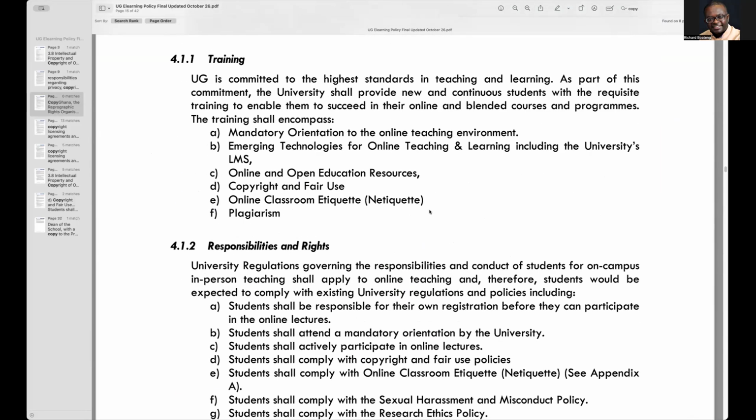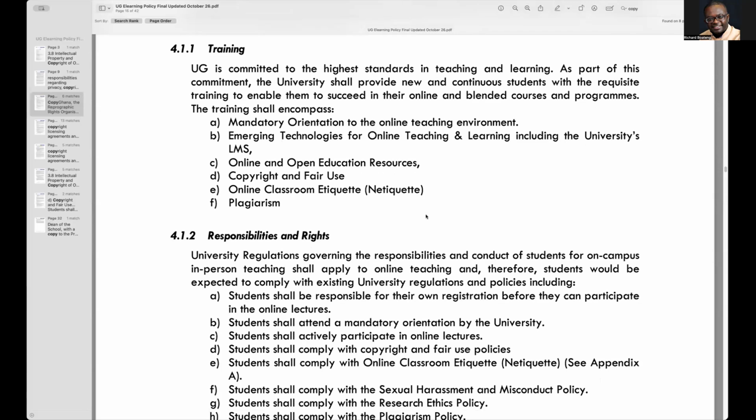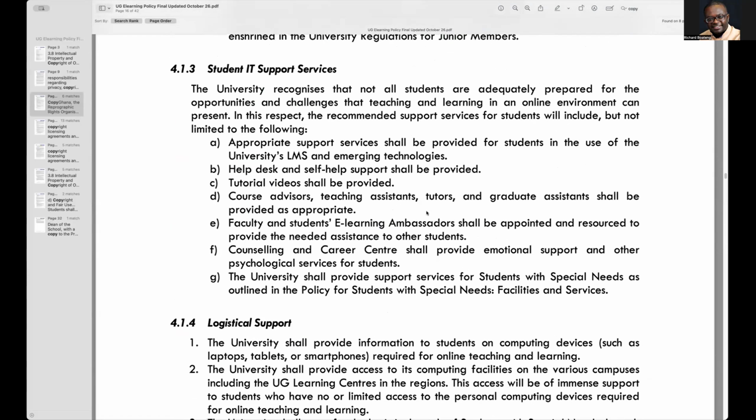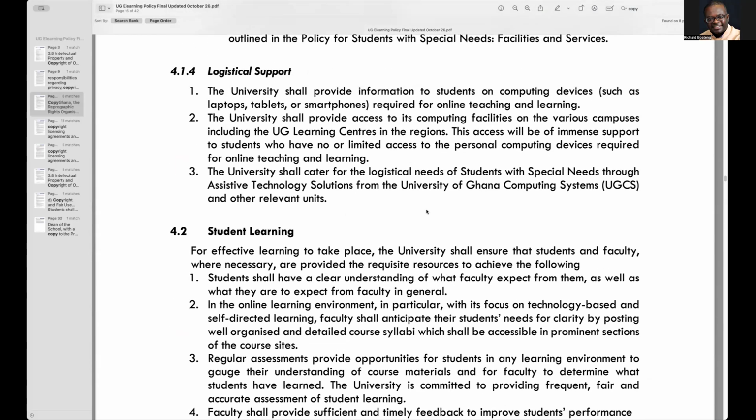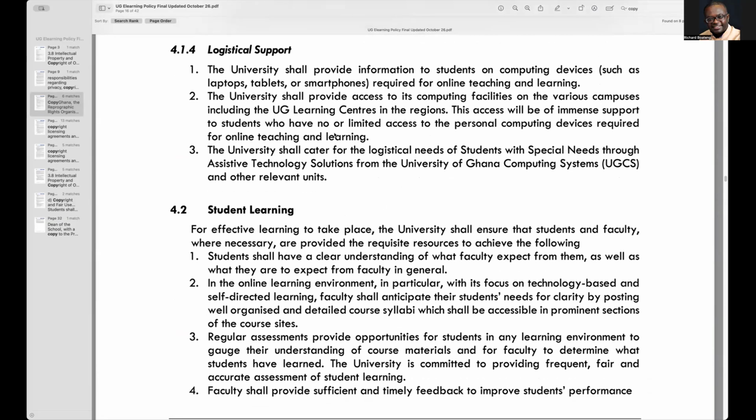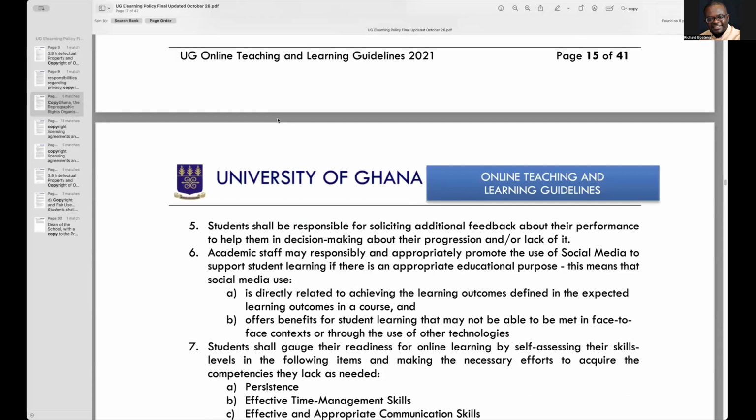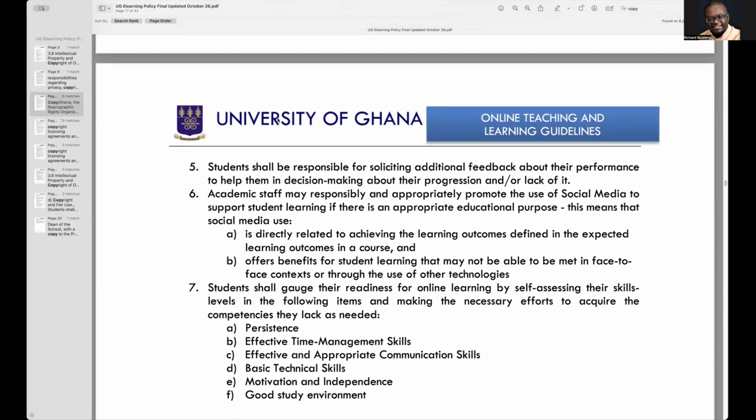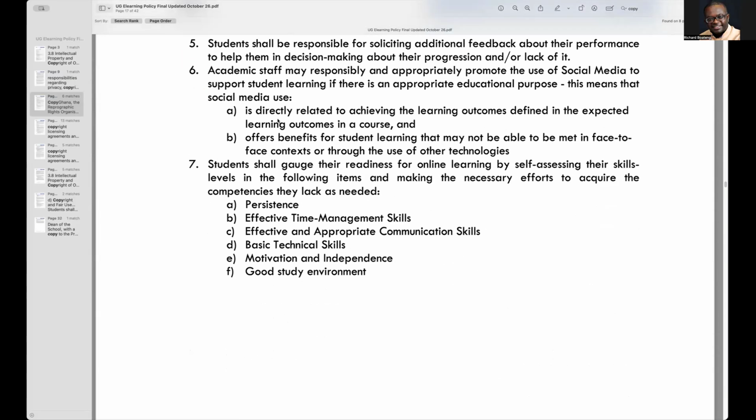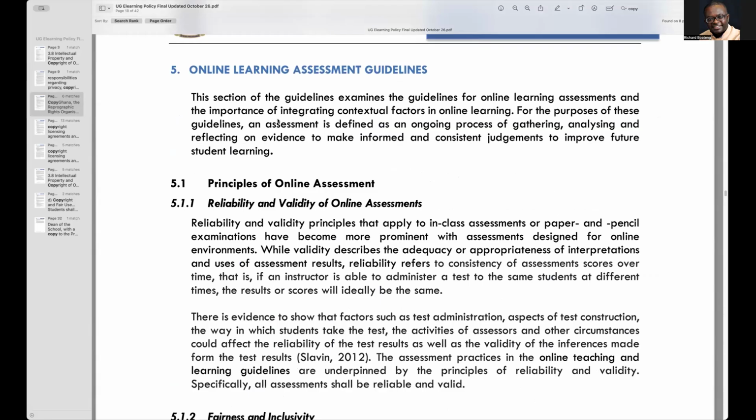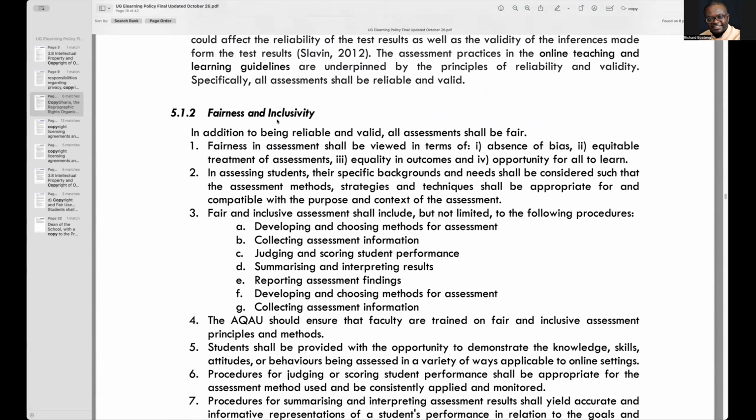Then even in assessment, let me see, logistical support. You see, this one is pointed out that the university shall provide the logistical needs to support the students. Okay. I think there's a clause here under student learning. I'm trying to see one. Okay. Online assessment, reliability, online assessment, fairness, inclusion. Okay. I believe there will be a statement in it about.